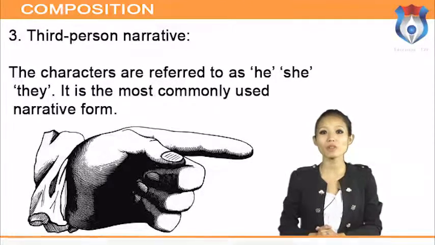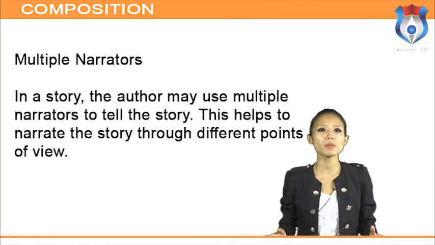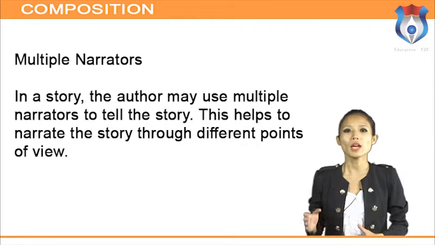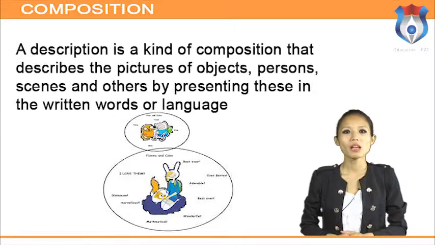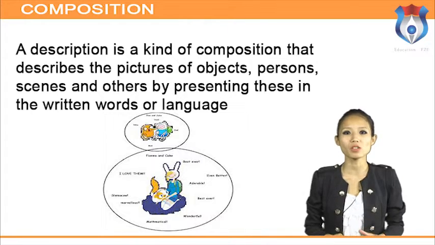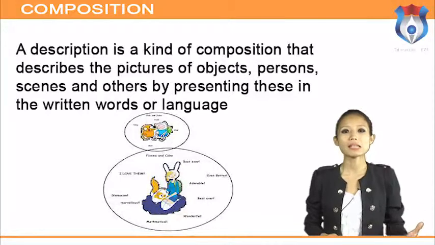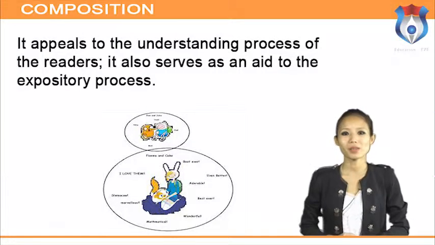There is another type of narrator, the multiple narrators. In the story, the author may use multiple narrators to tell the story. This helps to narrate the story from different points of view. Description. A description is a kind of composition that describes the pictures of objects, persons, scenes and others by presenting these in written words or language. It appeals to the understanding process of the readers. It also serves as an aid to the expository process.